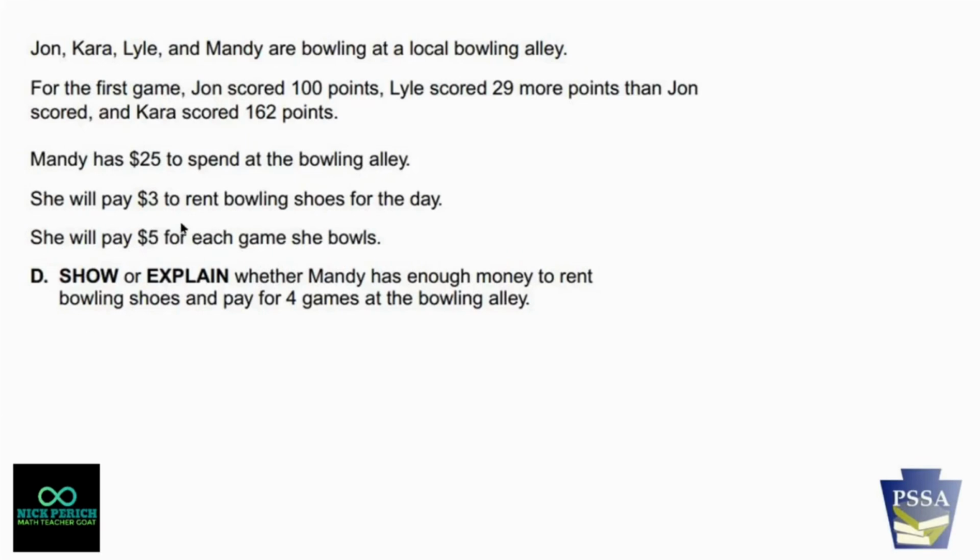Oh, all right, last one, D. So same information, same number of points. Mandy has $25 to spend at the bowling alley. She will pay $3 to rent bowling shoes for the day. She will pay $5 for each game she bowls. All right. Show or explain whether Mandy has enough money to rent bowling shoes and pay for 4 games at the bowling alley.